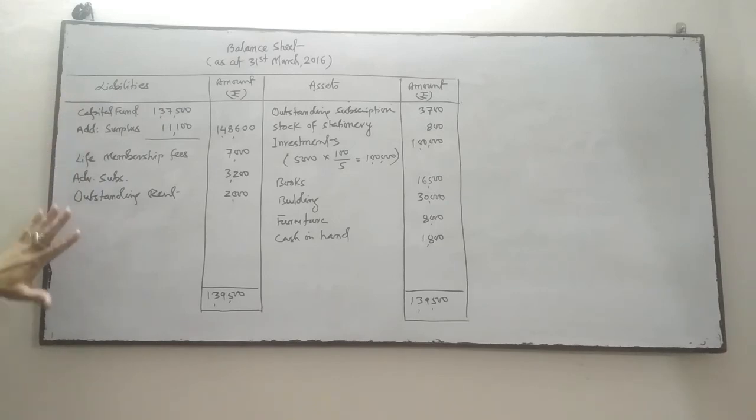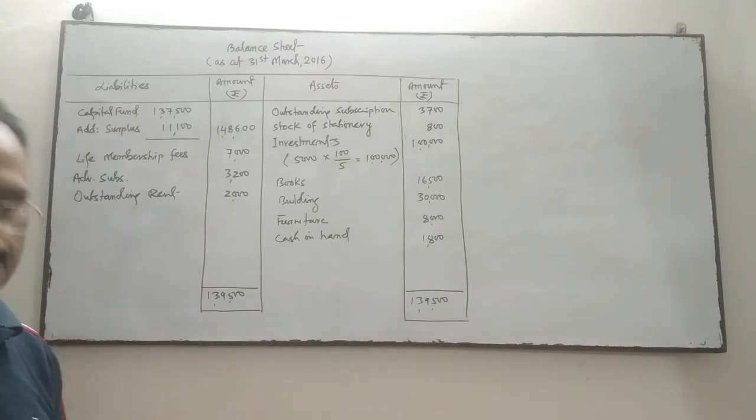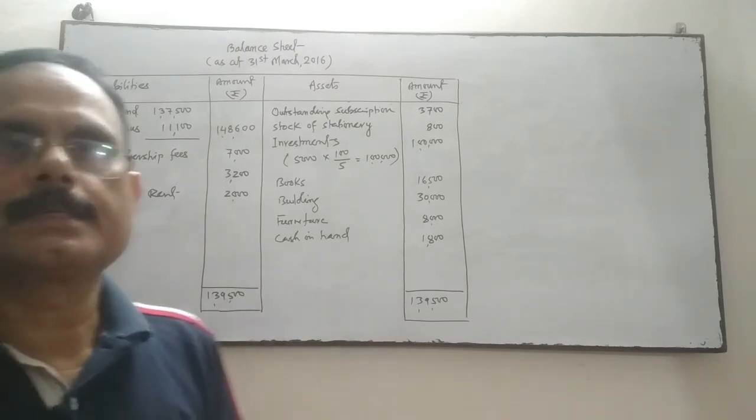These all are the liabilities. Capital fund, add surplus, life membership fees is the capital receipt, advance subscription, subscription received in advance from the member, 3,200, it's a current liability, and outstanding rent is a current liability. So both sides are the same. So this question is completed.